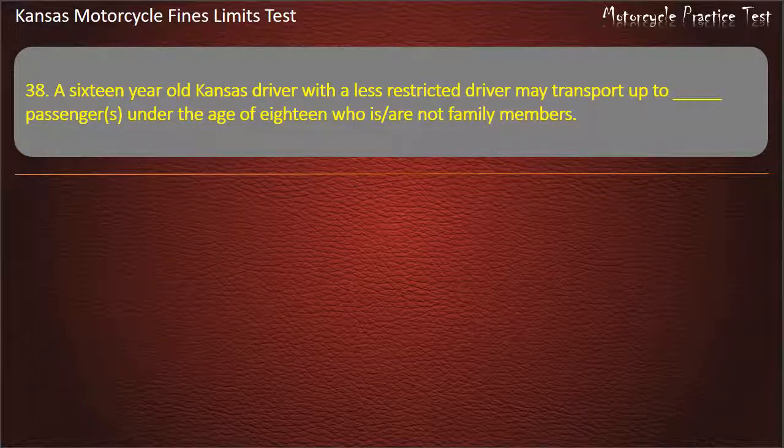Question 38. A 16-year-old Kansas driver with a less restricted driver's license may transport up to passengers under the age of 18 who are not family members. 3, 2, 4, 1. Answer. 1.